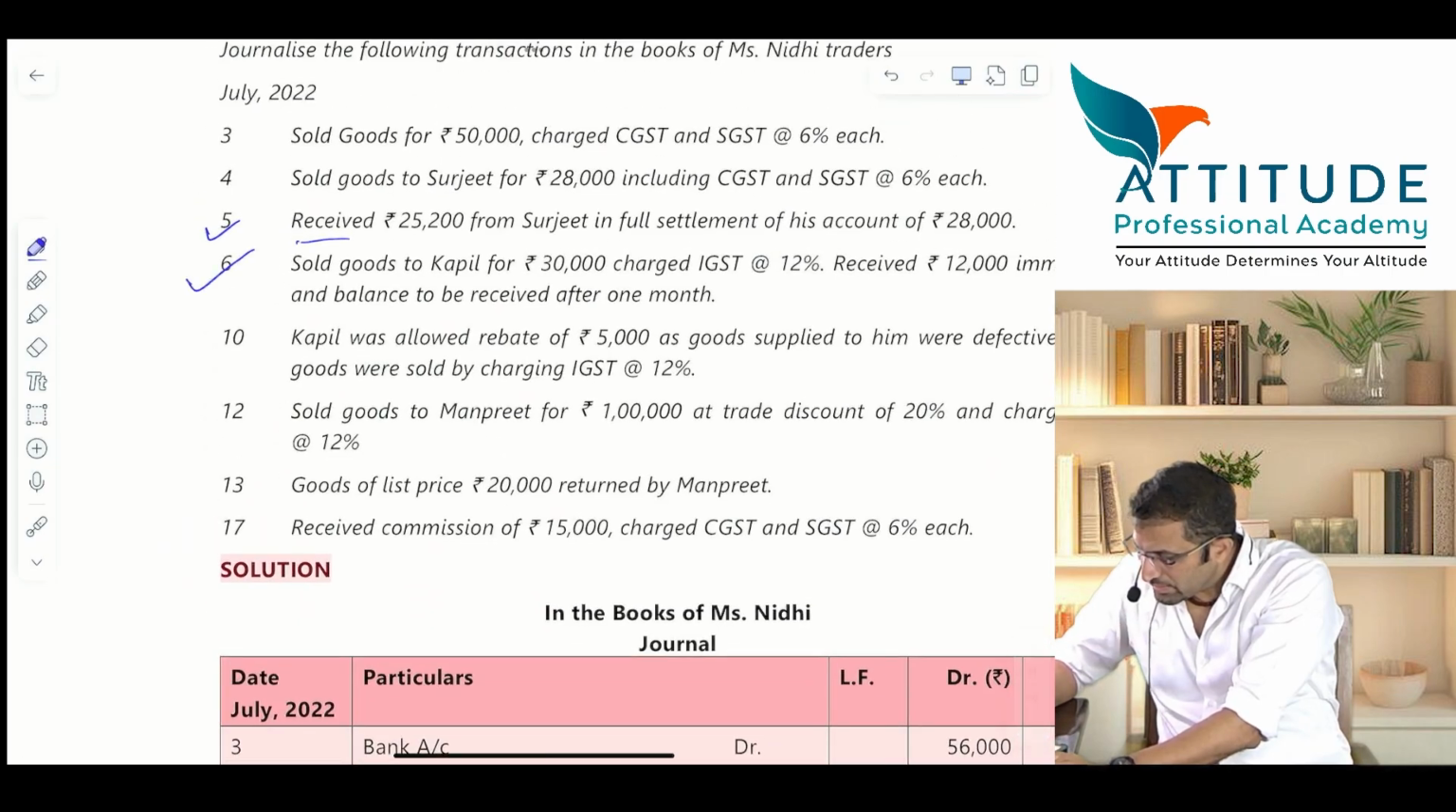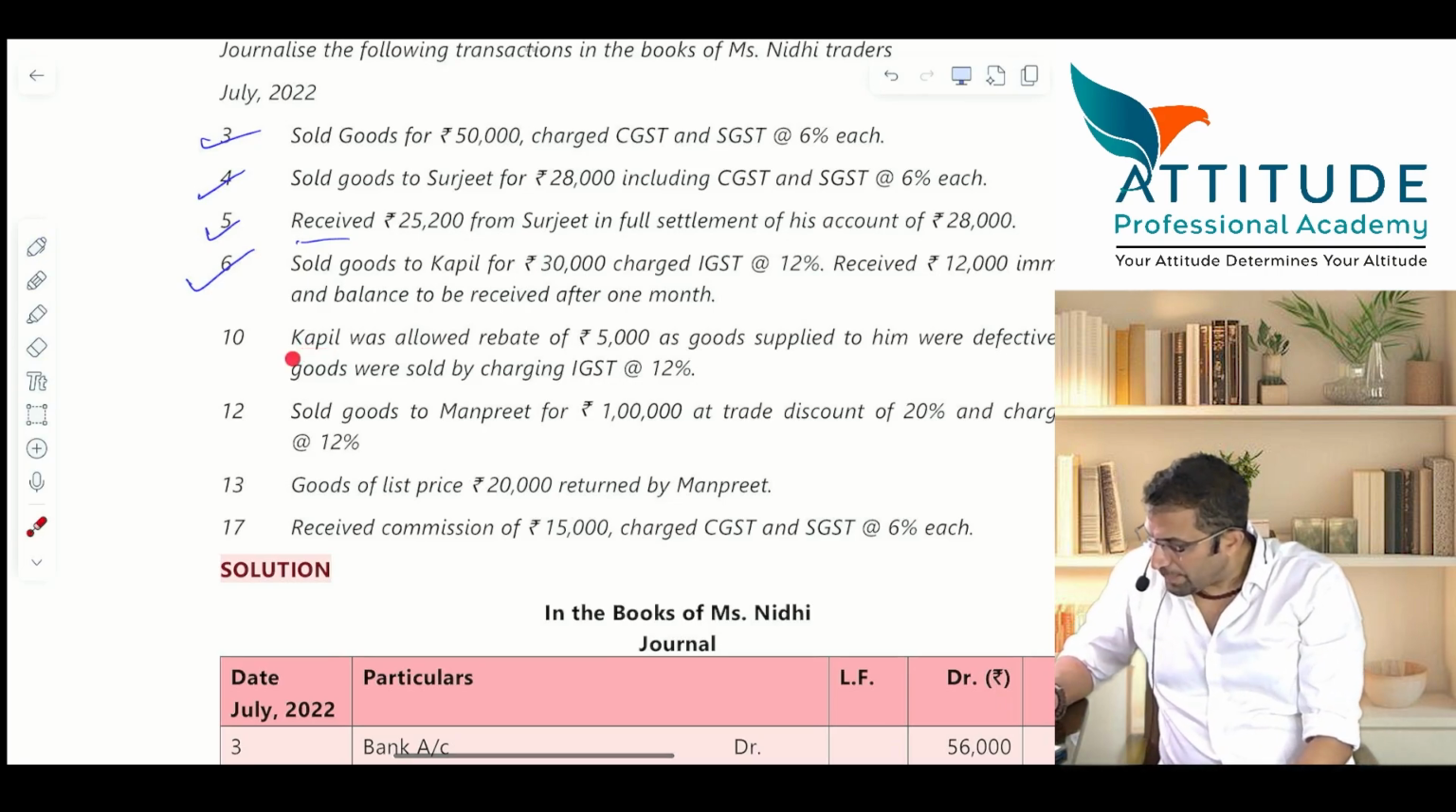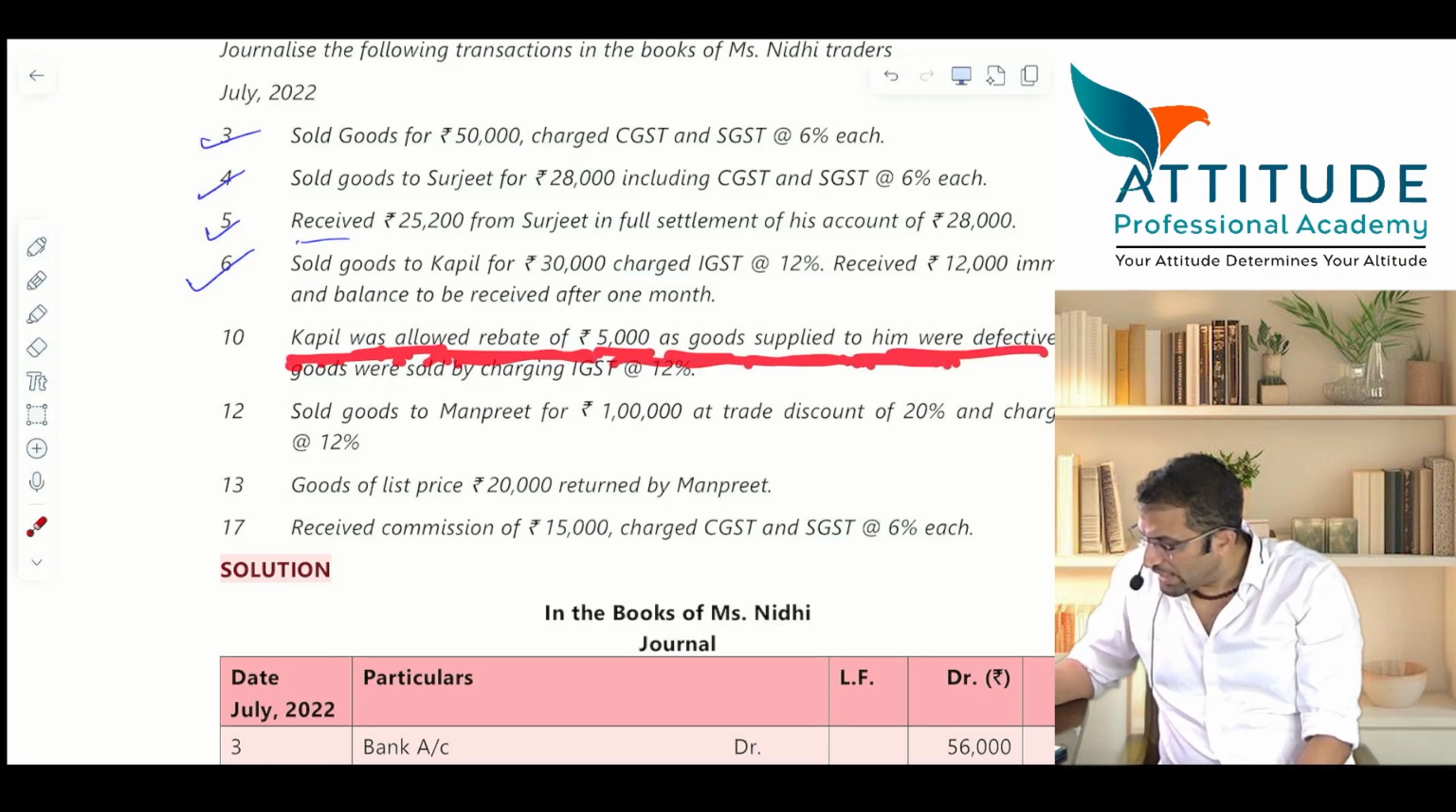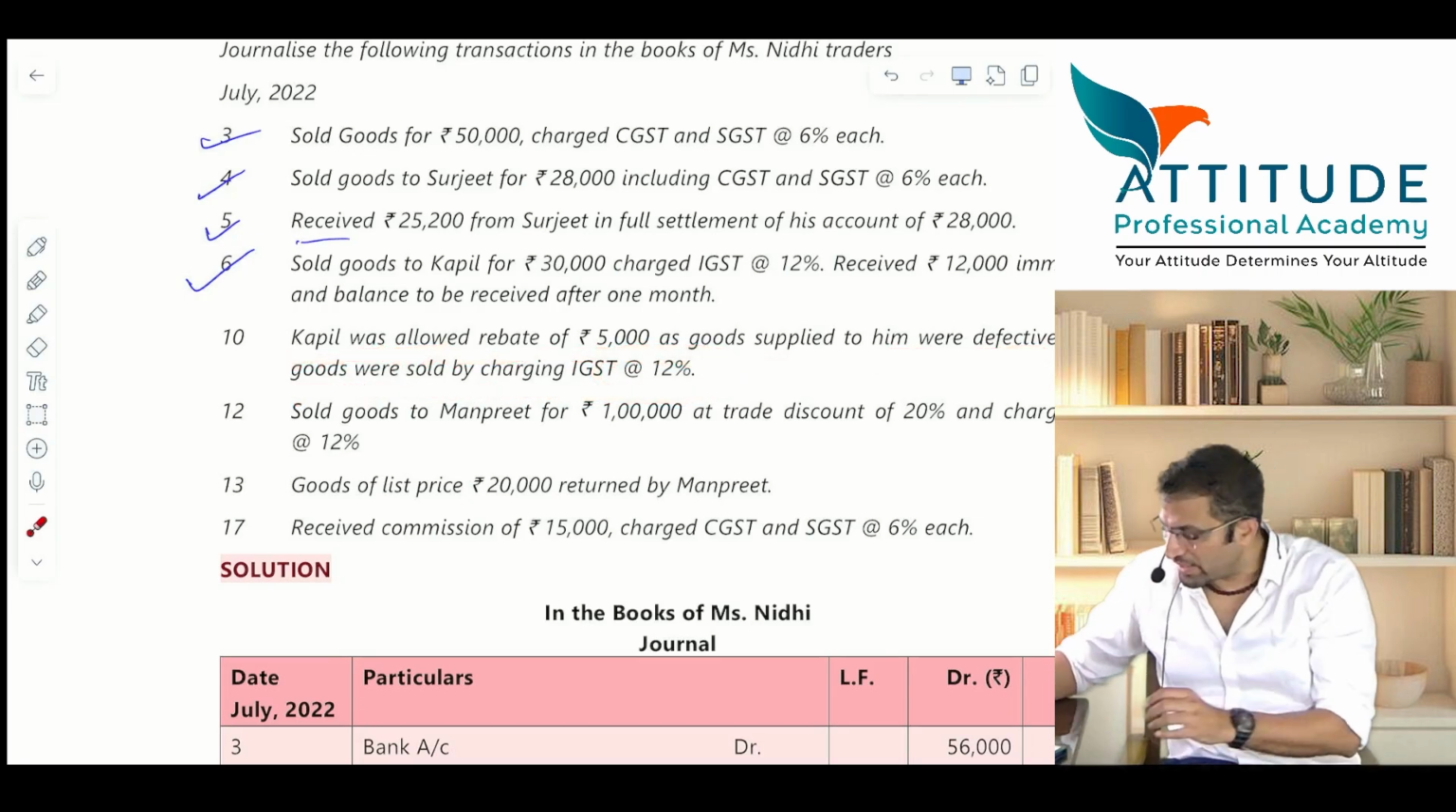Sixth done. Now 10th. Kapil was allowed a rebate of 5,000 as the goods supplied to him were defective, and sold by charging 12%. Now concentrate here.